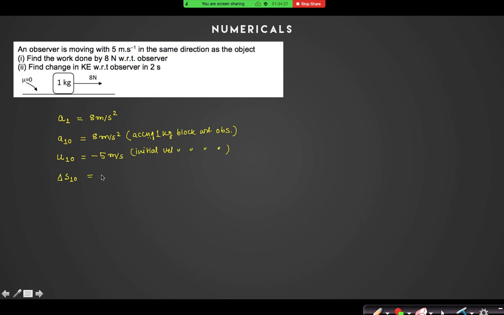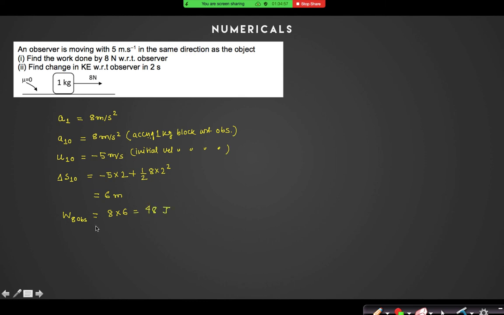What equation will I write? Is it ut plus half at square? Can I write this equation? Yes, sir. It is coming 16 minus 10, which is 6 meters. Right? And the force is 8 Newton. So what is the work done by the 8 Newton force with respect to the observer? It is 8 into 6. Both are in the same direction. So it is 48 joules.